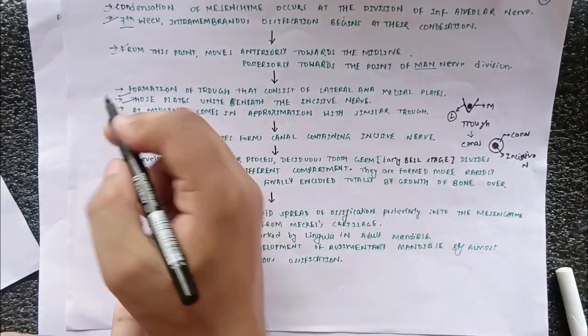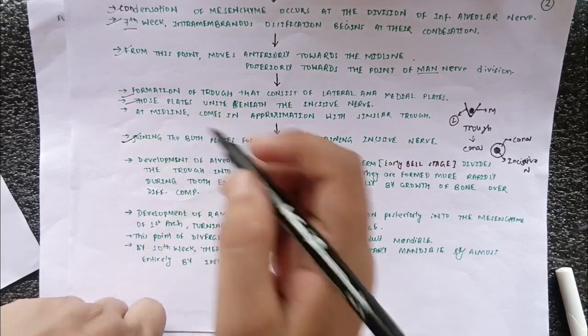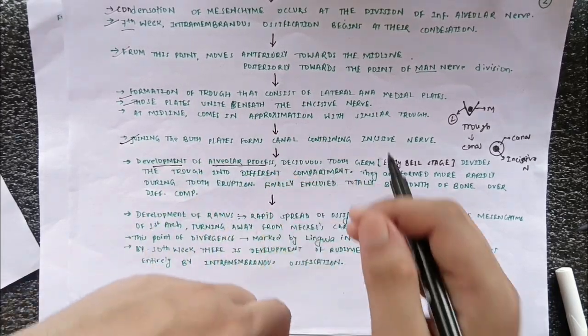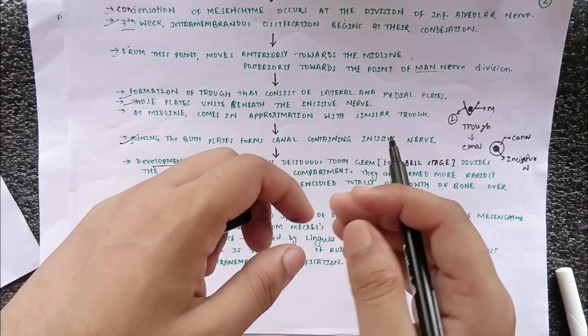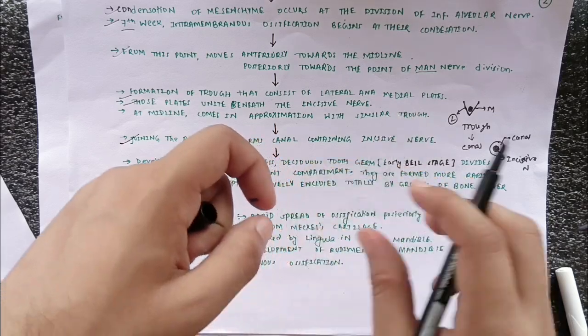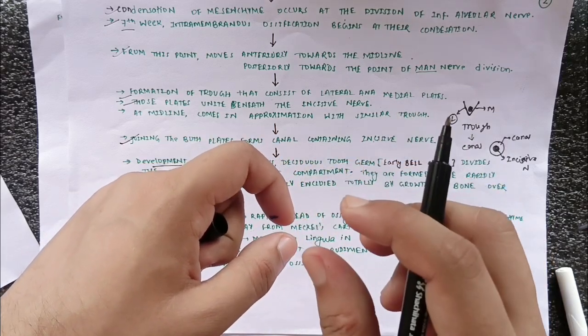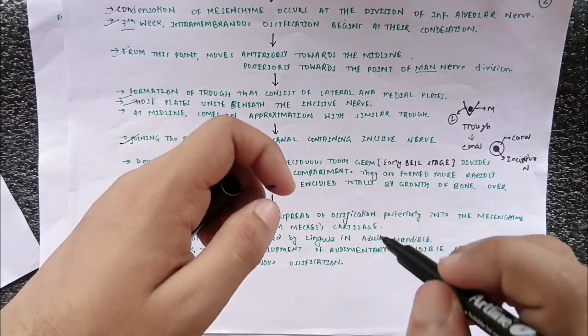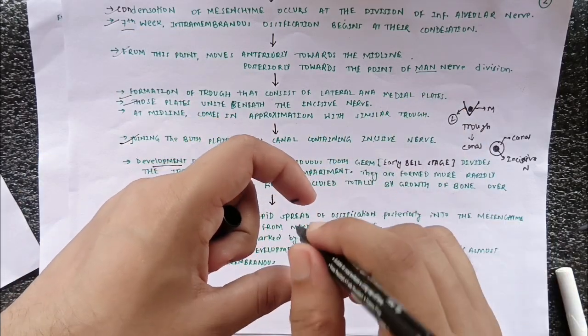After that I have written the development of the alveolar process. As I have told earlier, the alveolar processes are those processes of the body of the mandible. At those processes there is a formation of socket-like structures, and in that socket there is the presence of the tooth.